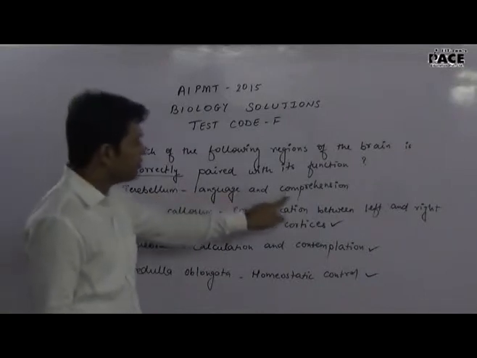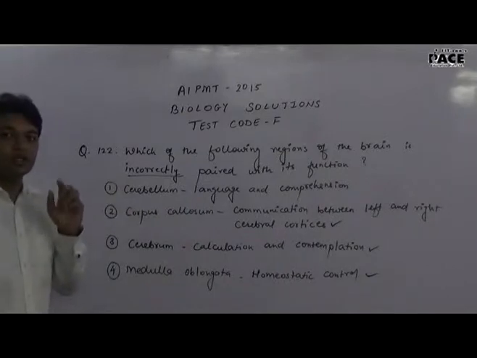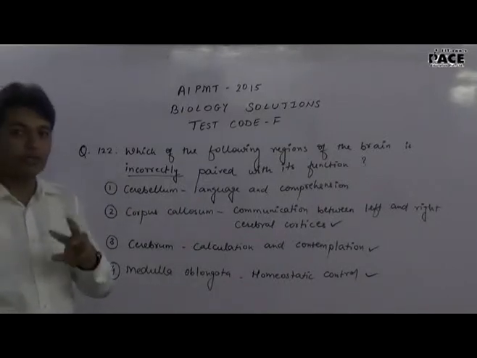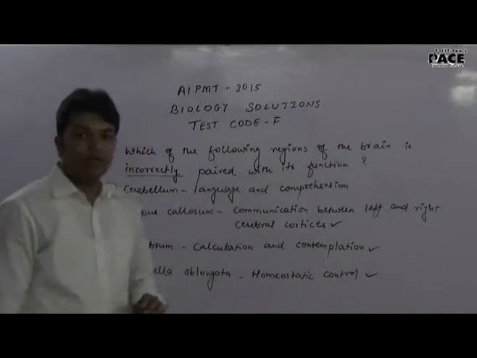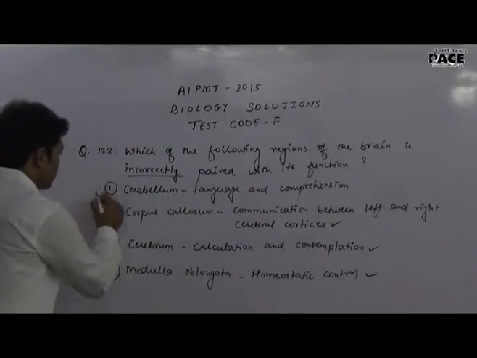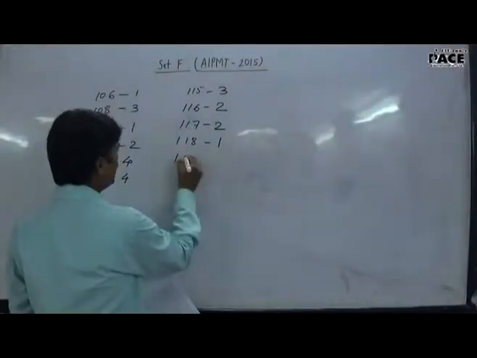controls language and comprehension, is wrong because it is cerebellum which controls the muscle control on the two sides of the body, while cerebrum controls language and comprehension. So the correct answer to this question is 1. We are moving towards the question number 123.